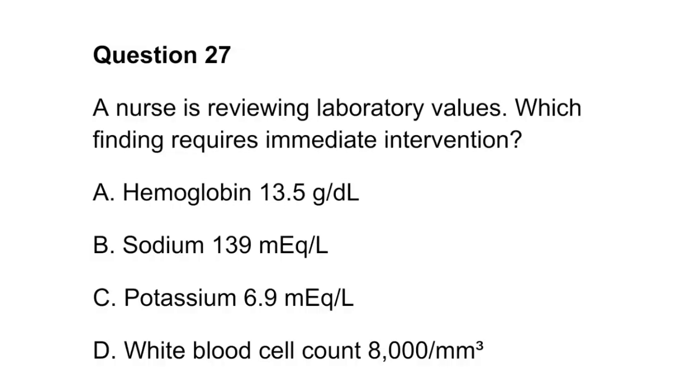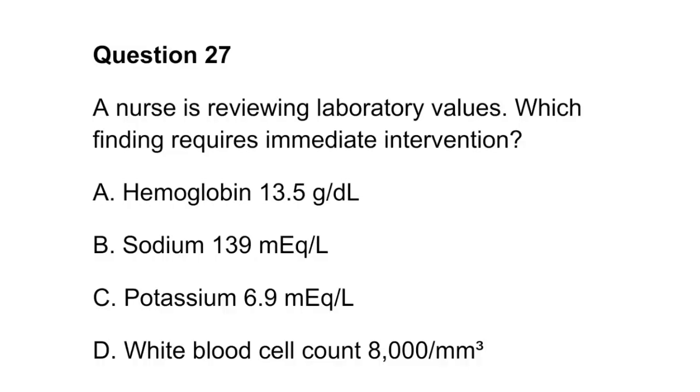Question 27. A nurse is reviewing laboratory values. Which finding requires immediate intervention? A. Hemoglobin 13.5 g/dL. B. Sodium 139 milliequivalent/L.